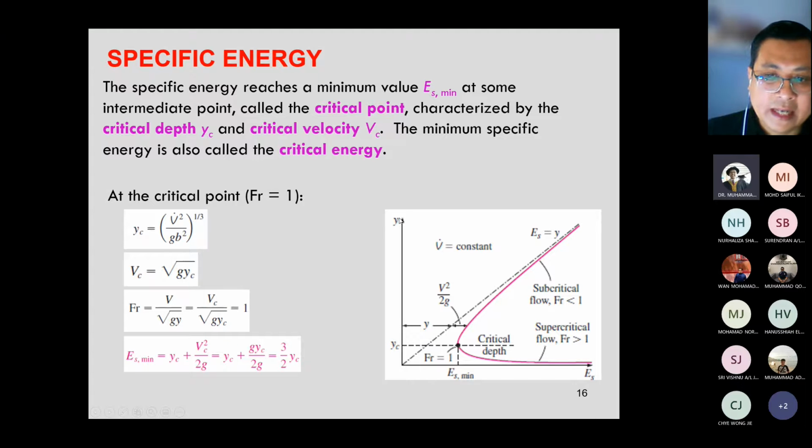So if we measure the depth against the energy, we plot energy, so we can get the performance graph of the energy against the depth. So it should be like the figure. The specific energy reaches a minimum value at some intermediate point, called the critical point, characterized by the critical depth and critical velocity Vc. The minimum specific energy is also called the critical energy.